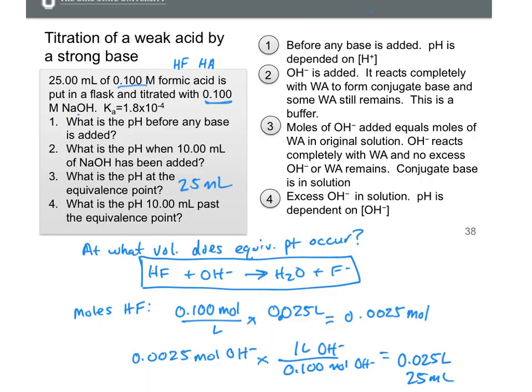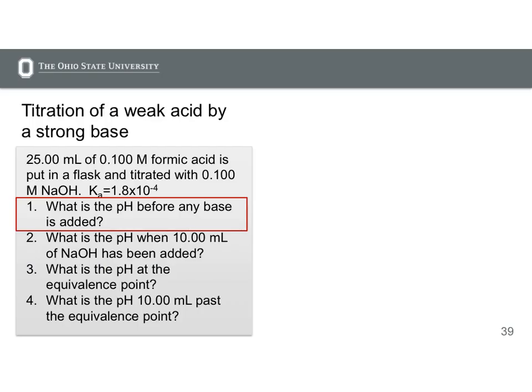Let's go back to our problem. Okay, so the first thing to do, and I think we actually did do this step, was to calculate the pH before any base is added. Sure. Okay. So here, when we're looking at the pH before any base is added, we haven't done any reaction yet. Now the only thing we have to worry about is our HF and its equilibrium in water.